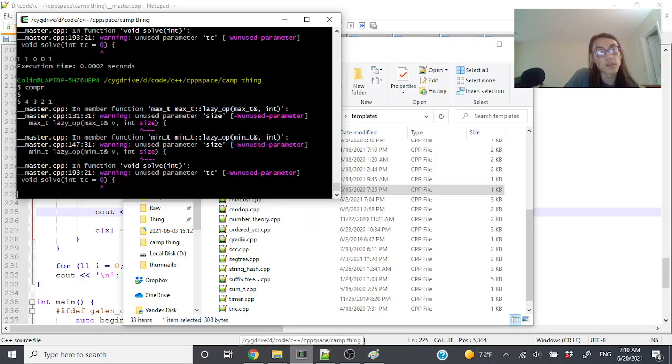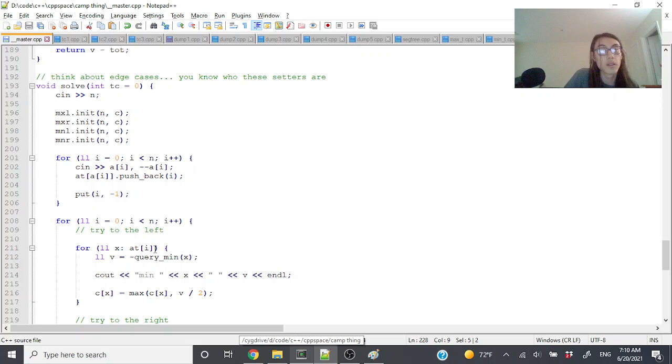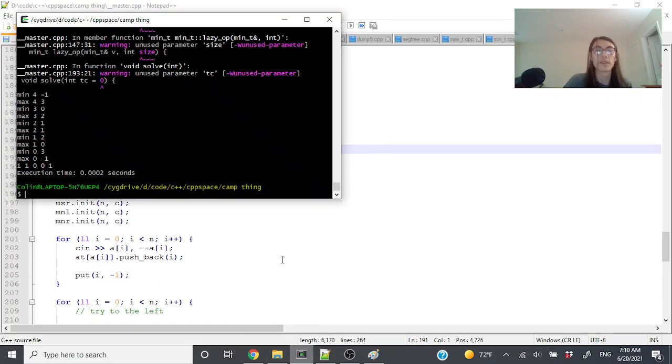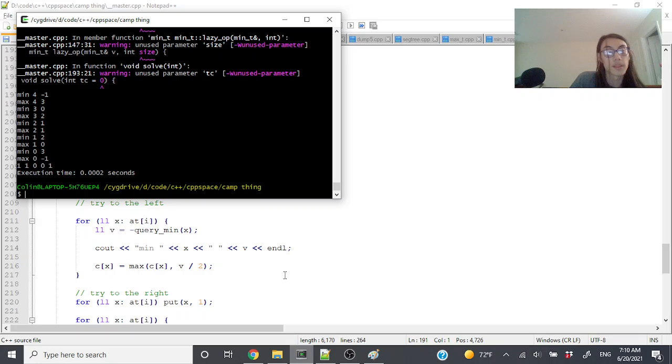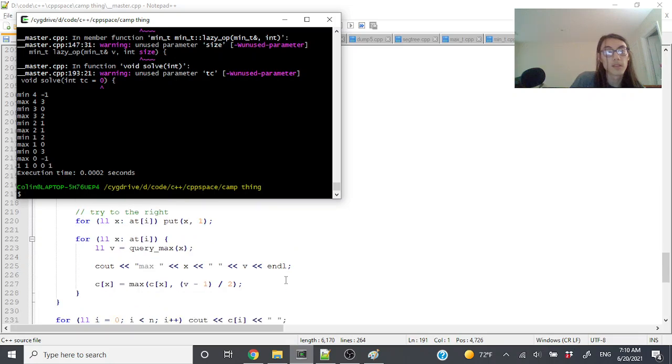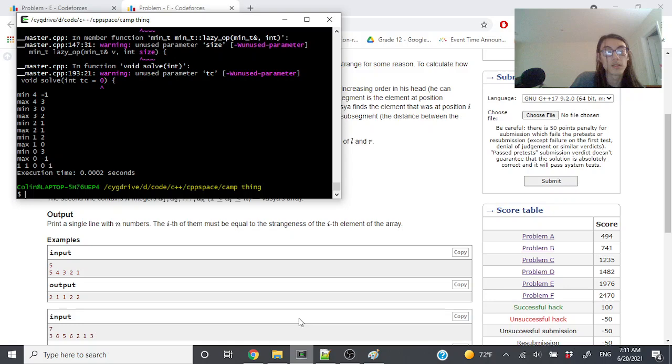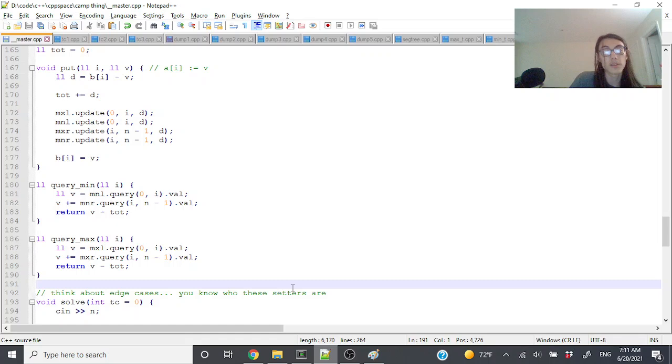Right, so how does this work? By the way, we subtract tote because of how it's counted. Everything is over counted a bit. So minimum 4, negative 1. Max. Right. Wait, why? Everything's negative 1. It should all be small.